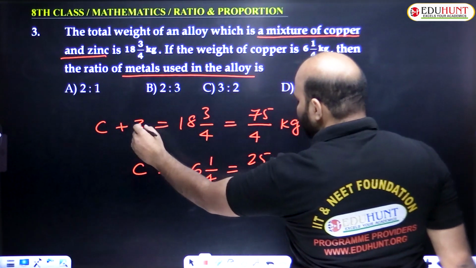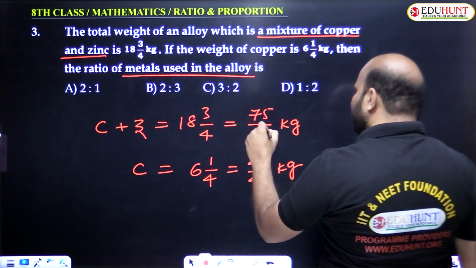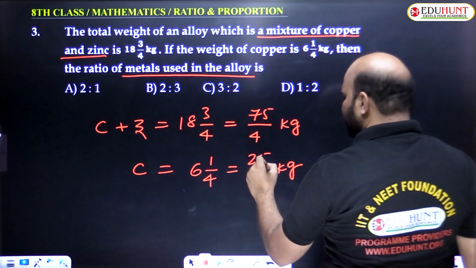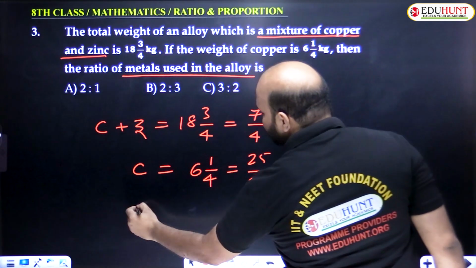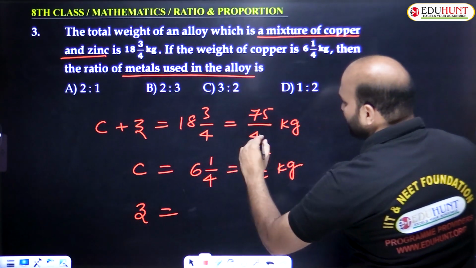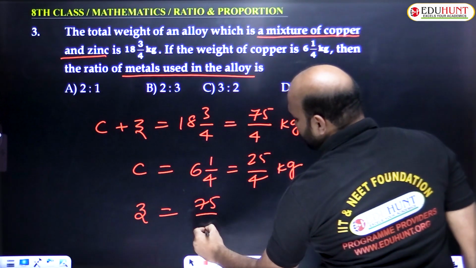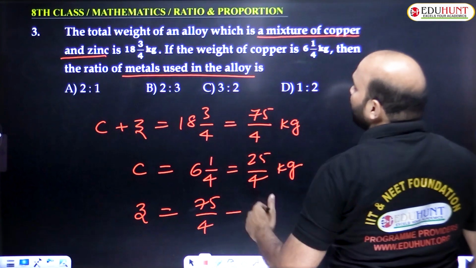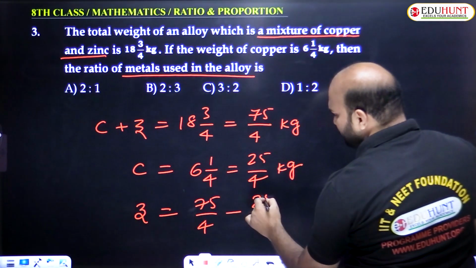So you know that out of the total alloy 75 by 4, the copper part is 25 by 4 kg. How do we get the zinc part? Zinc equals total 75 by 4 minus copper. Total alloy minus copper, which is already given as 25 by 4.